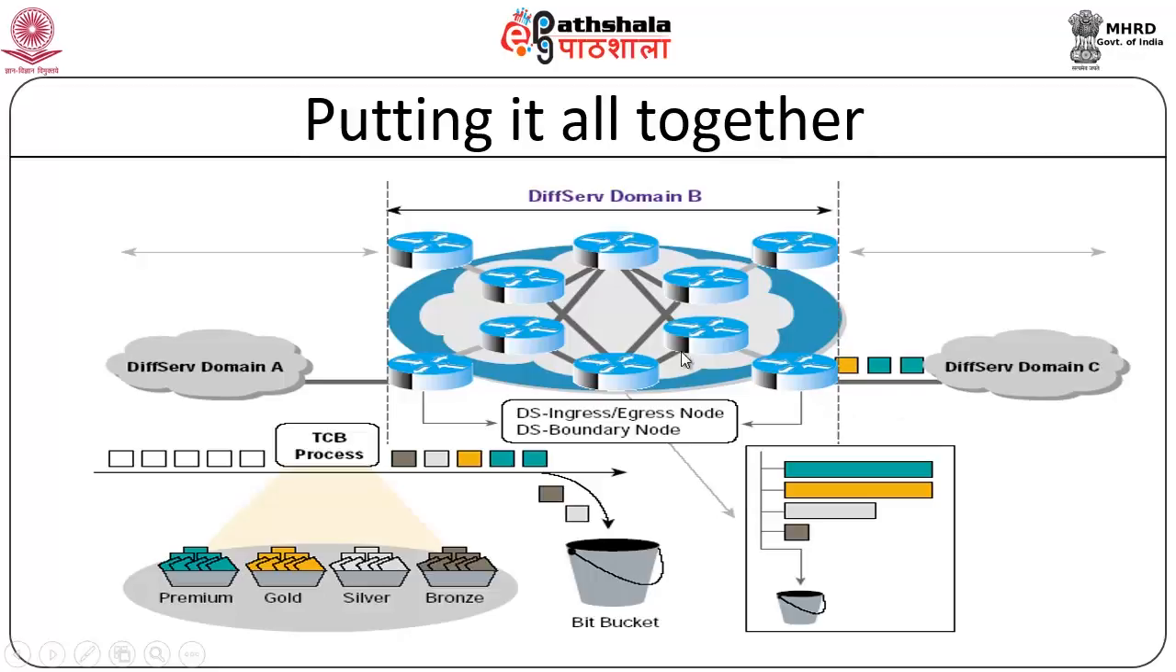And the routers at the core of the network, they just do the forwarding based on whatever labeling has been done here, and then from here through an egress node it may go to another DiffServ domain or it may go to another network, whatever. Okay, this is basically what you will have.